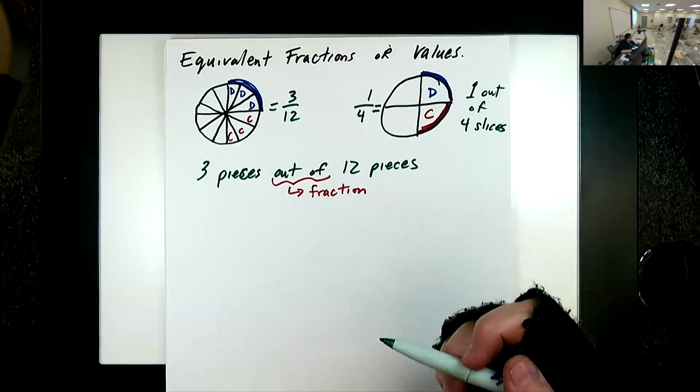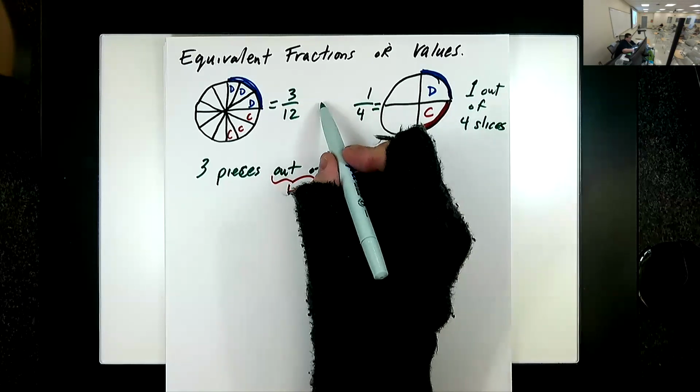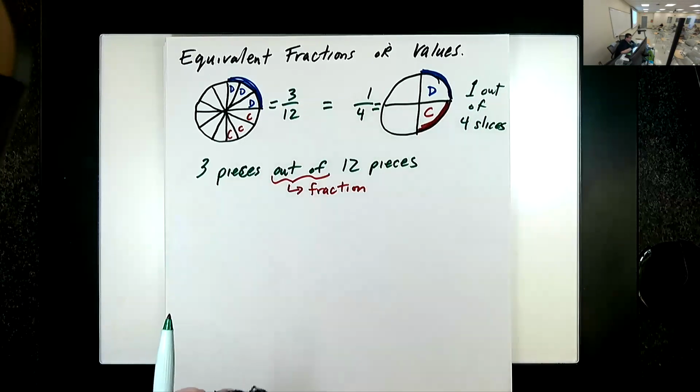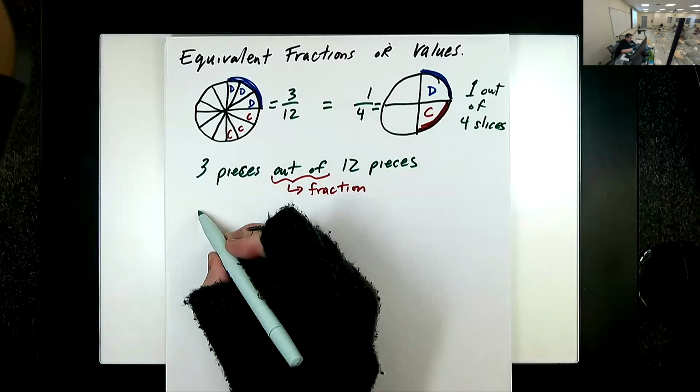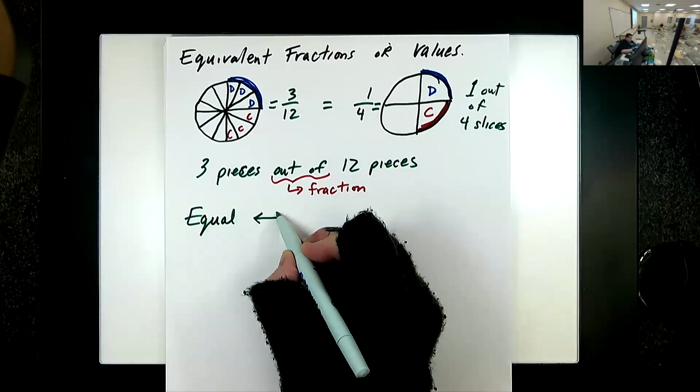Since they represent the same amount of pizza, these values are equal. And that's what equal is, the same thing as equivalent.